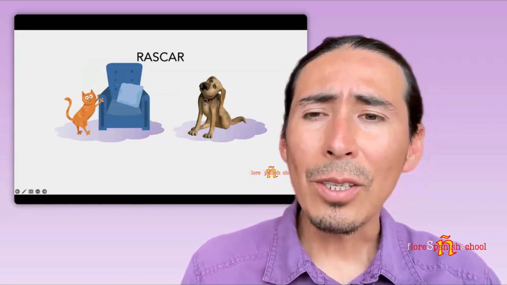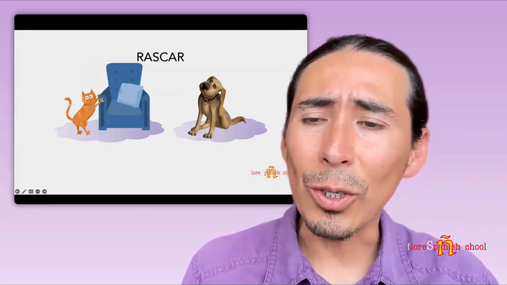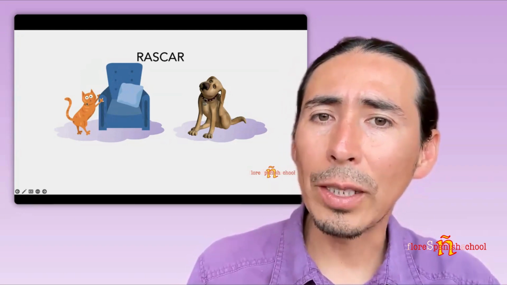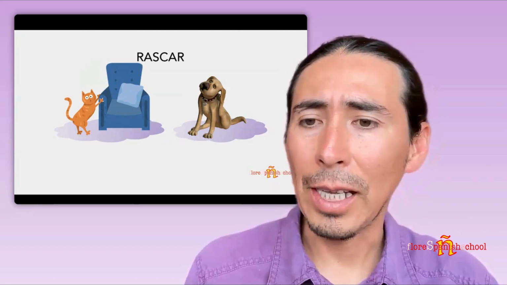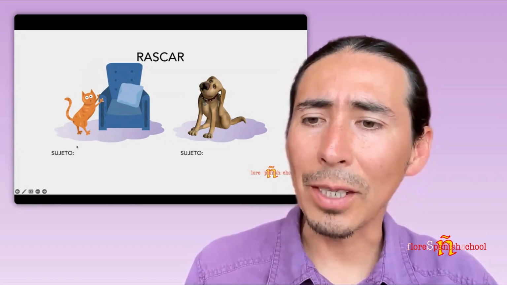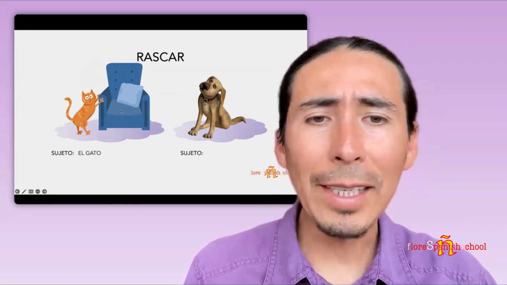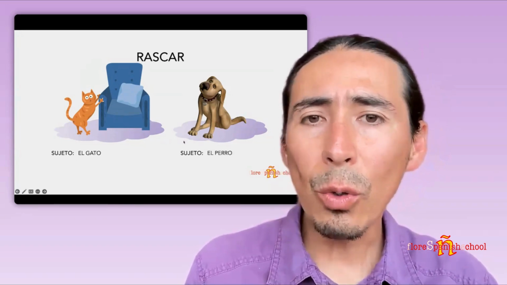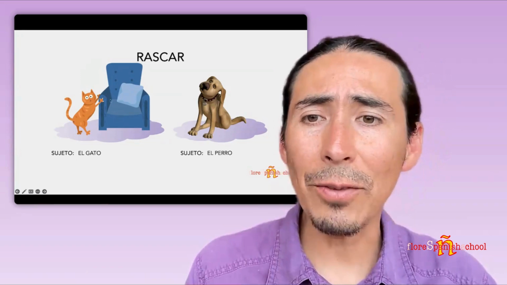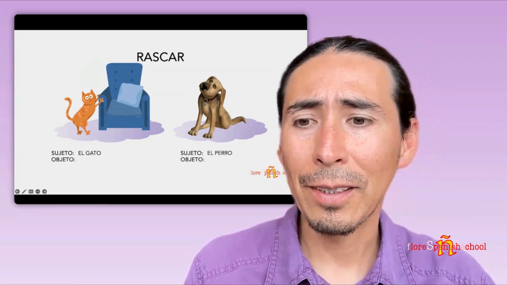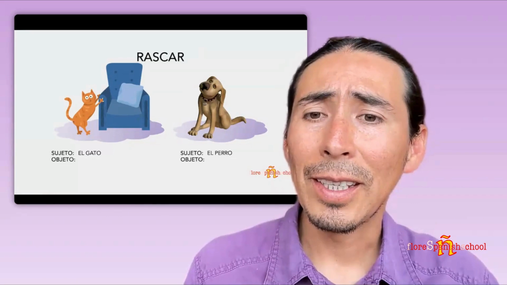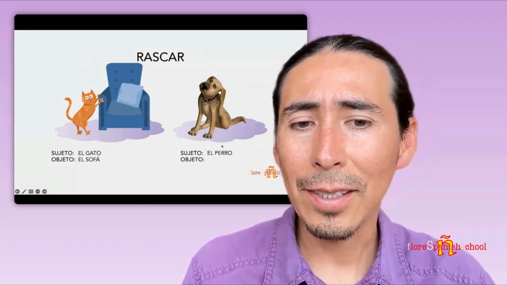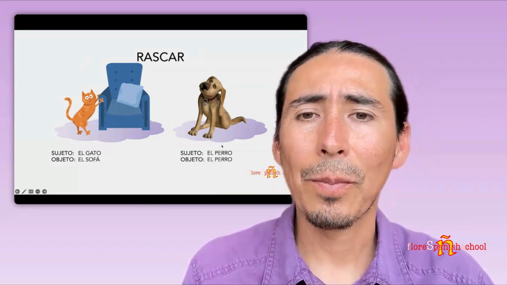First of all, if we are going to analyze the first picture, who is doing the action? El gato. So who is the subject, the sujeto? El gato. And in the second one is el perro. Now, in the first picture, who receives the action of the cat? So who is the object? Is el sofá. And in the second one is the same dog, el perro.